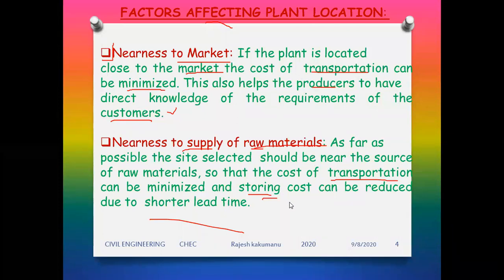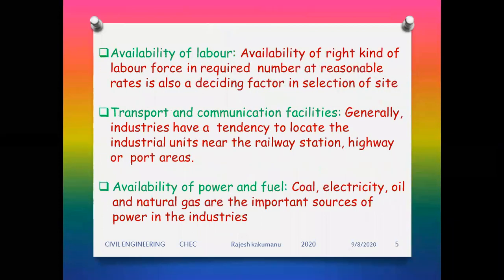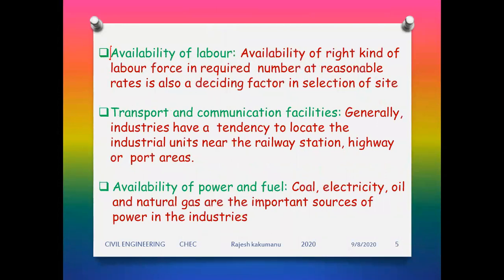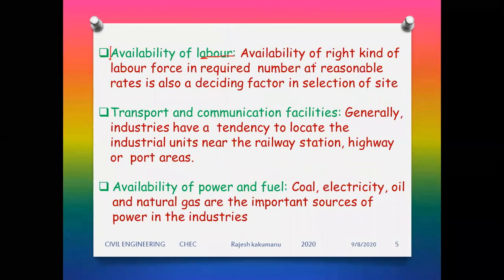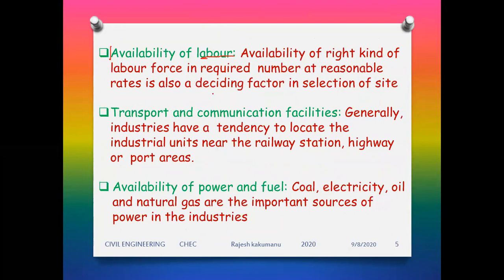Next one, availability of labor. లేబర్ ఎక్కువ ఎక్కడ దొరుకుతారో చూసుకొని అక్కడ మనము ప్లాన్ చేసుకోవాలి. నెక్స్ట్, availability of labor. So availability of right kind of labor force in required number at reasonable rates is also a deciding factor in the selection of site.